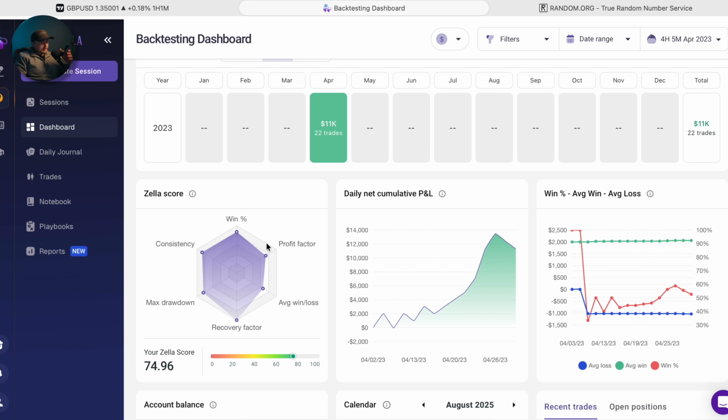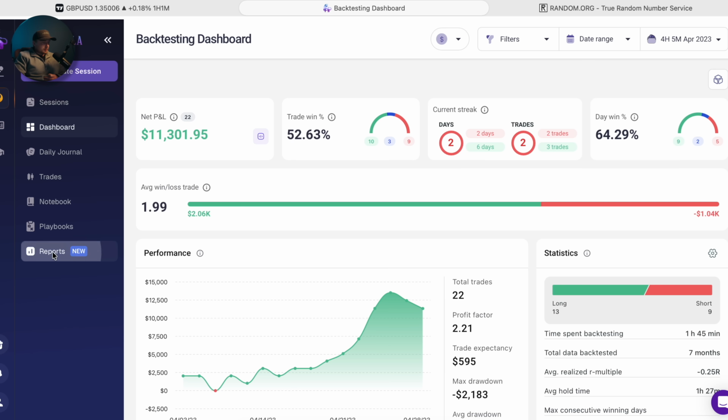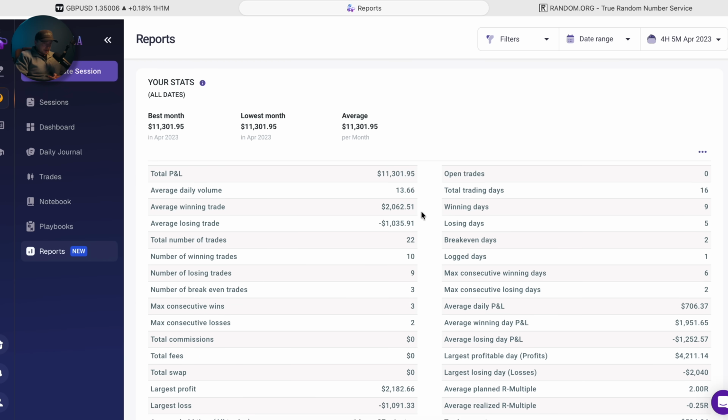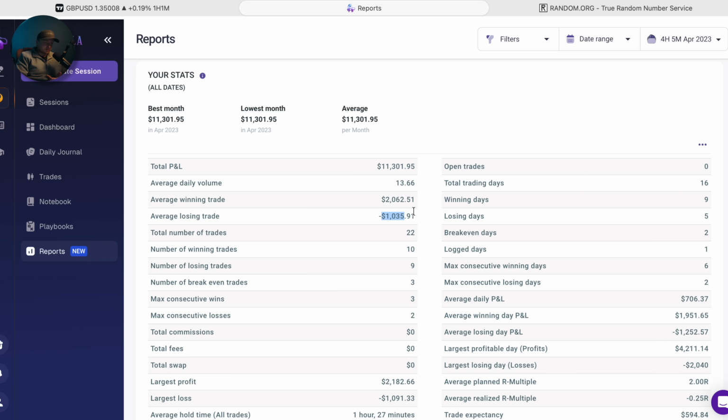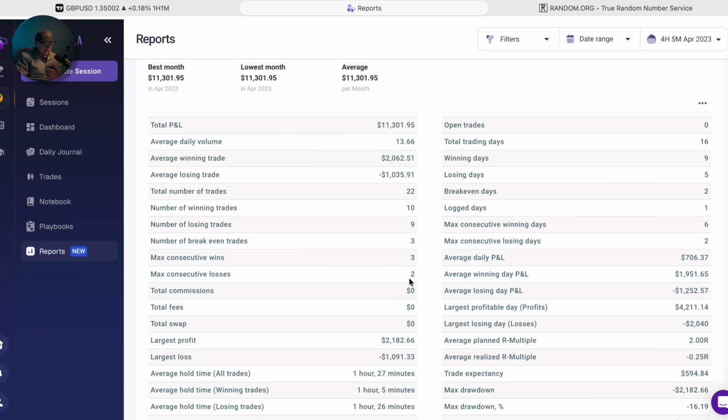So our Zeller score is 74.96. If we have a look into the reports here, we'll be able to see everything about the breakdown. Average winning trade was 2,000, average losing trade was just over 1,000. 1 to 2 risk to reward, risking 1% of a 100k account. 22 trades, 10 winners, 9 losers, and then 3 break evens. Max consecutive wins was 3, max consecutive losses was 2.